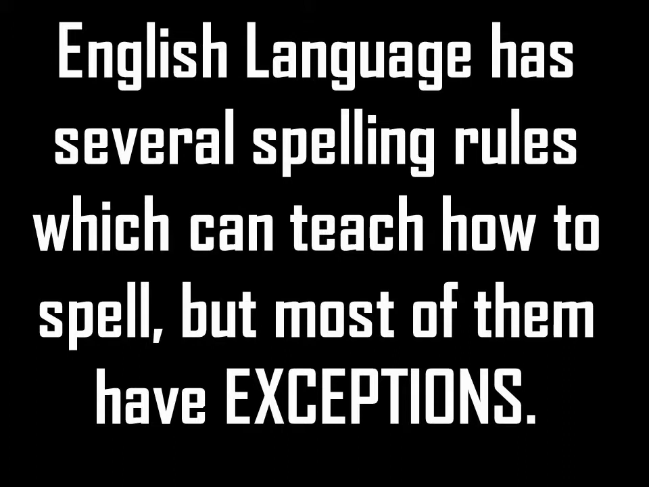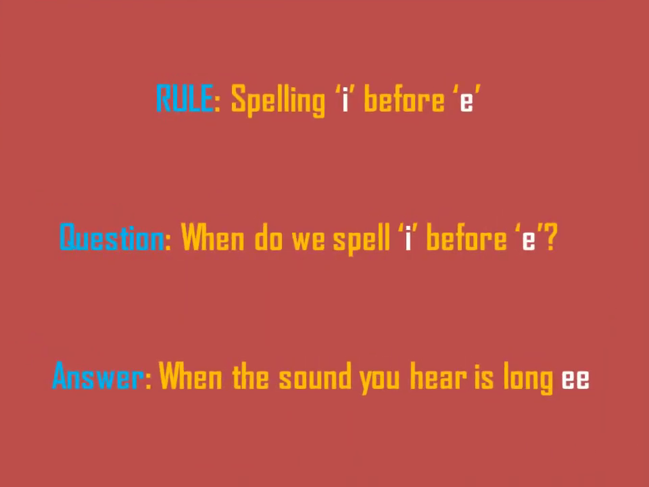The English language has several spelling rules which can teach you and me how to spell, but most of them have exceptions. And by exceptions, I mean what we can also call limitations to the rules. So there are limits to the rules.